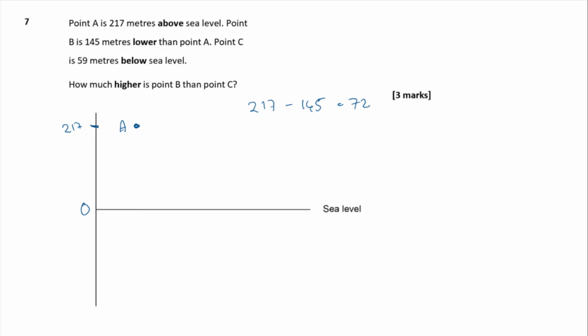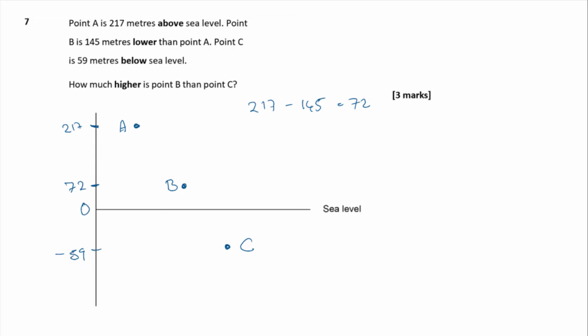So for B, I've got 217 minus 145, and that comes out to be 72. So that means B has got to be at a height of 72 meters above sea level. Then I've got point C, which is 59 meters below sea level. So C is going to be down here, isn't it? And that is at minus 59. Okay, so negative is below sea level and positive is above sea level.